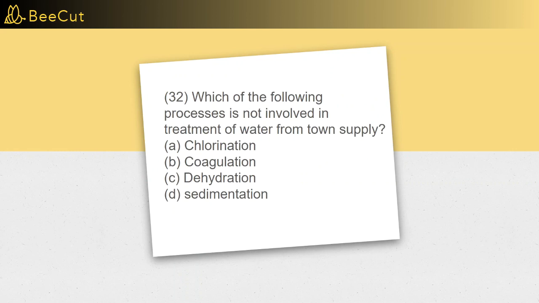Which of the following processes is not involved in treatment of water from town supply? A. Chlorination, B. Coagulation, C. Dehydration, D. Sedimentation. C. Dehydration. We don't need to dry any substance during treatment of water. That is why dehydration is not used in that process.